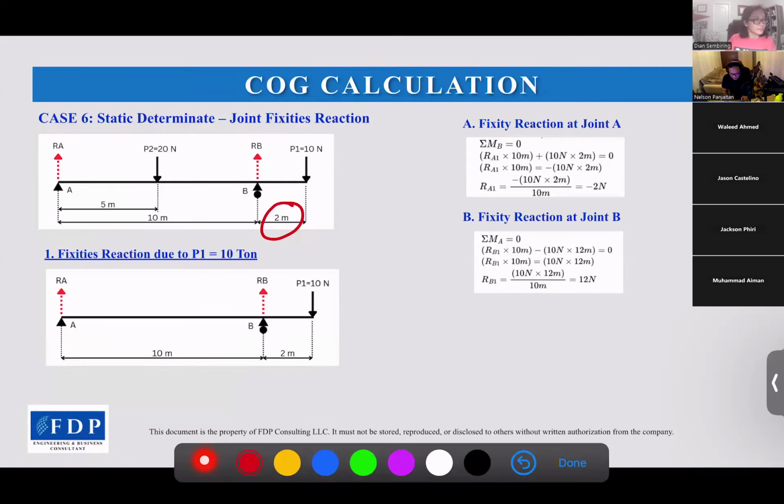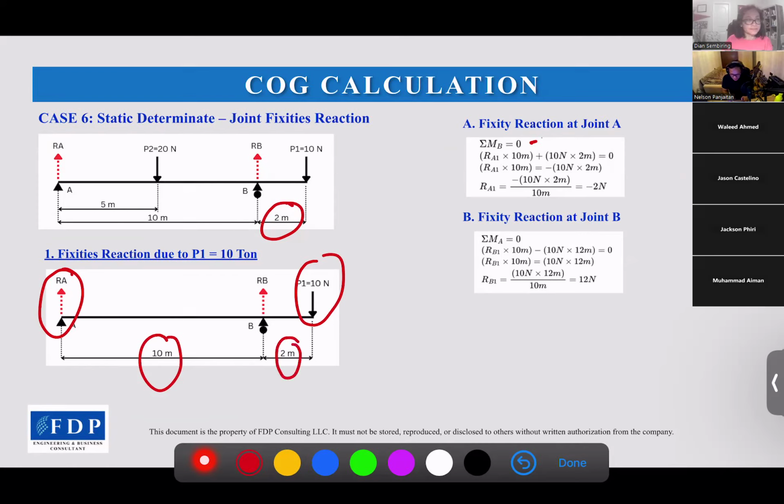So to get the reaction at joint A, we can use the total moment at B equals 0. What is the moment acting on B? There is RA and P1. The distance of RA to B is 10 meters, and the distance of P1 is 2 meters.